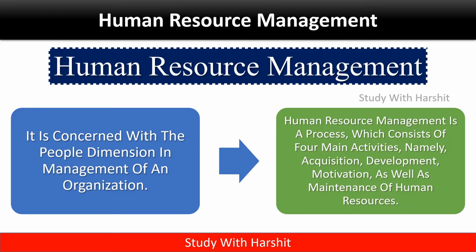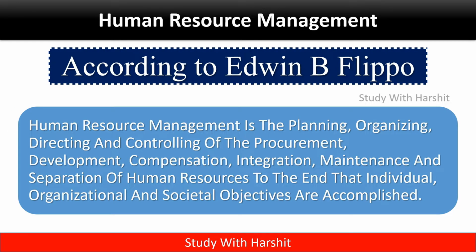of the human resources. Definition according to Edwin B. Flippo: human resource management is the planning, organizing, directing, and controlling of the procurement, development, compensation, integration, maintenance, and separation of human resources to the end that individual, organizational, and social objectives are accomplished.